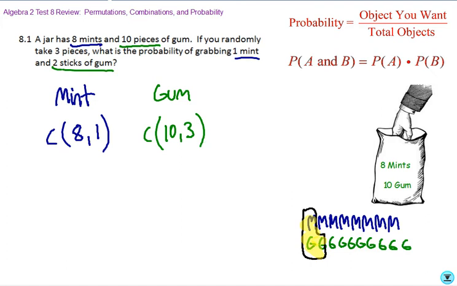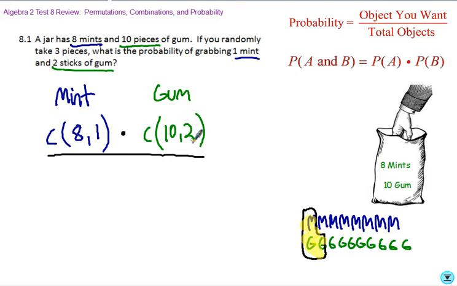And then there's a total, because probability is what you want out of the total that's there. Well, this is what I want. I want 1 of the 8 mints, and I want 2. Oh, I'm sorry, I wrote 3. It's not 3. I want 2 of the 10 pieces of gum that are in there, right? So 8 mints, I want 1. 10 pieces of gum, I want 2.